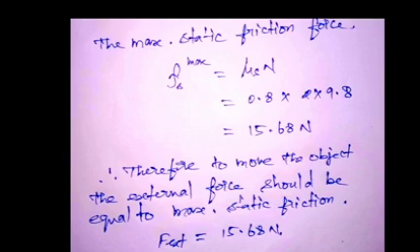Okay, now listen carefully. The static friction and the force will be equal, because the force initially applied on an object will be equal to the static friction, isn't it? So therefore the static friction value will be equal to the applied force, that is the external force. Therefore the force needed to move the 2 kg mass at rest is what? 15.68 Newton. Okay, so up to this we are going to stop today's session, students.